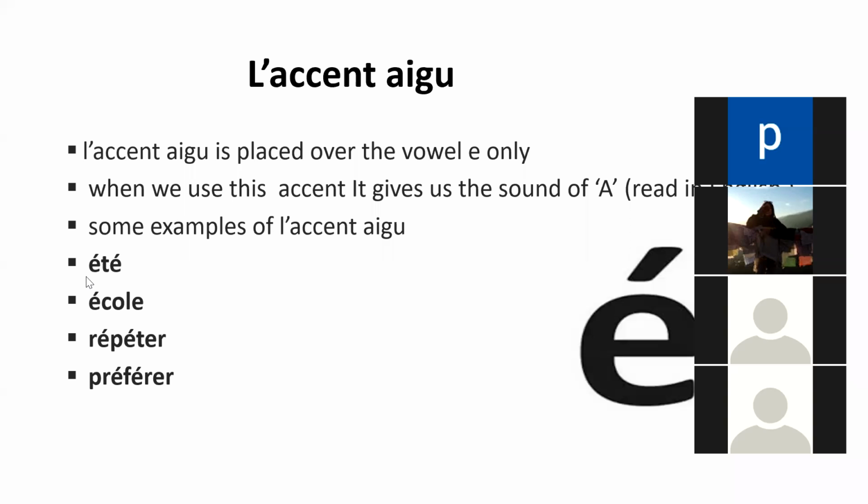So as you know, this accent sounds like A. जब भी हमें ये accent दिखेगा, it will sound like A. So it is été, that means summer. École, that means school. Répète, that means to repeat. Préfère means to prefer. All right. So yeah, ma'am. ठीक है.